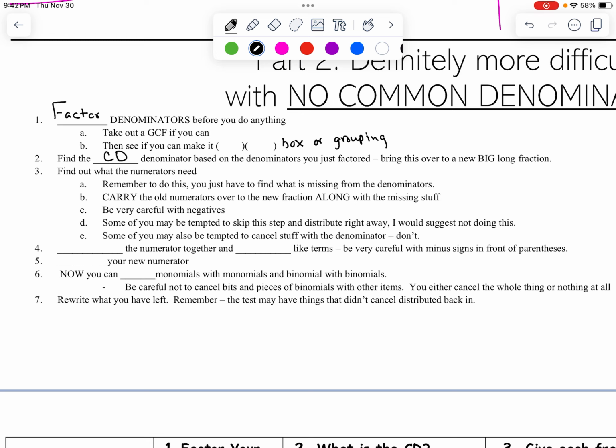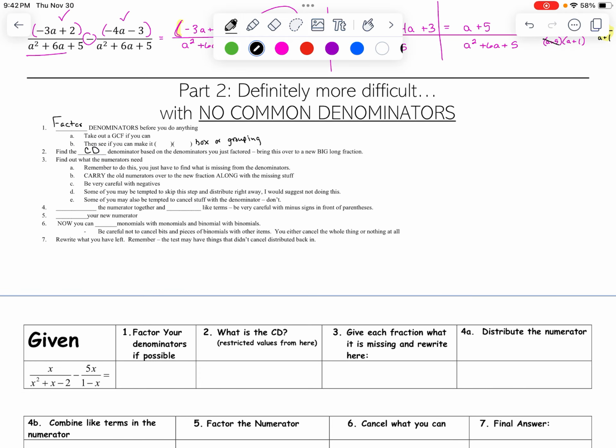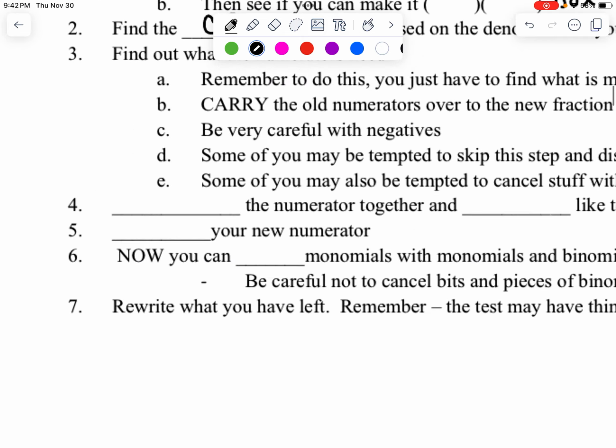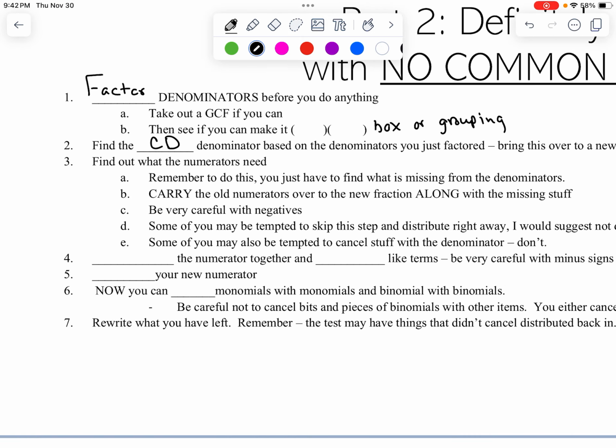And then there's like 4 steps there. Carry over the numerator bar. They'll see it. Look at these steps. Number 4, they should read, remember to do this. You just have to find out what's missing for the denominators. Carry the old numerators over in a new fraction along with the missing stuff.